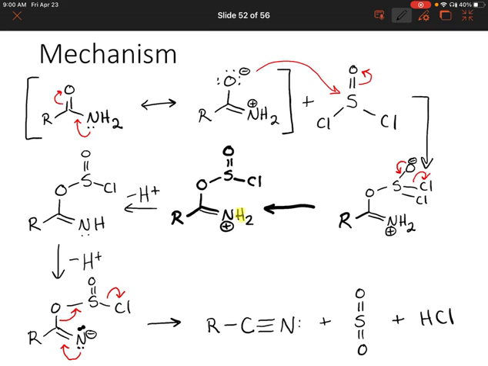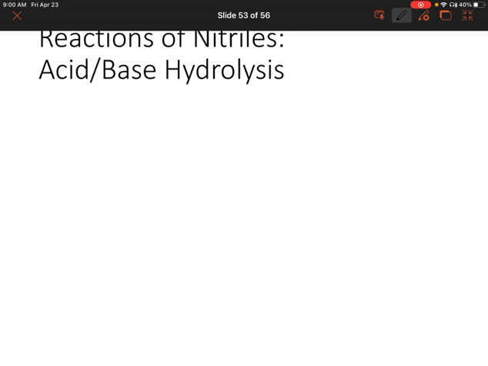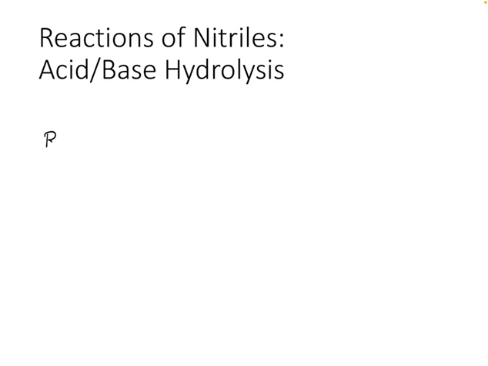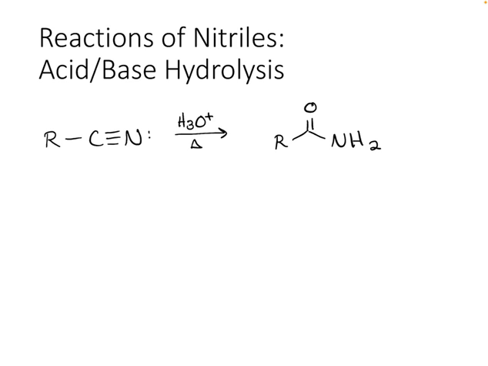Now let's look at some reactions that nitriles can perform. So as we've often talked about, we can perform hydrolysis, so that will take us kind of back to our original starting materials. So if we have our nitrile group, we can go back to the amide by using acid and heat. But we could also go all the way back to a carboxylic acid if we further perform hydrolysis on the amide.